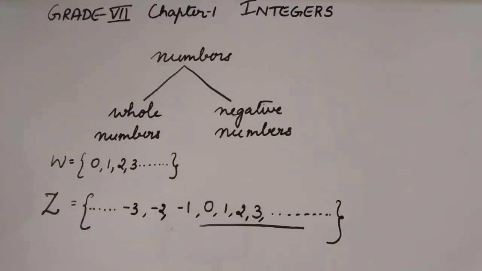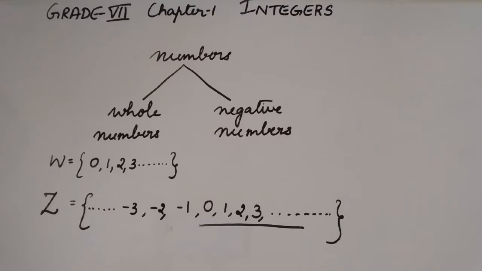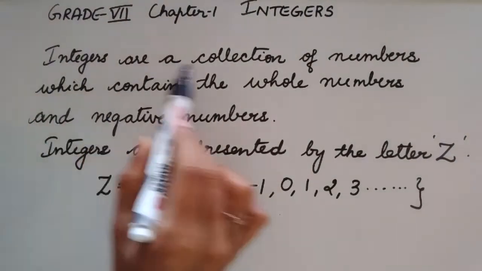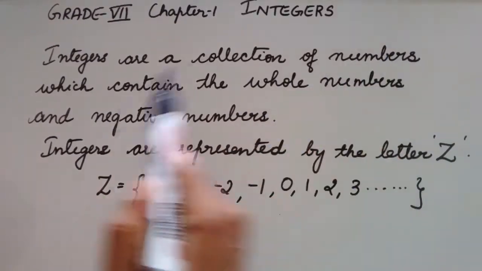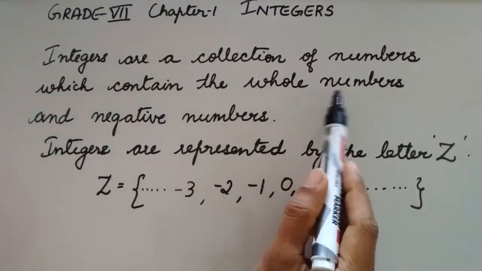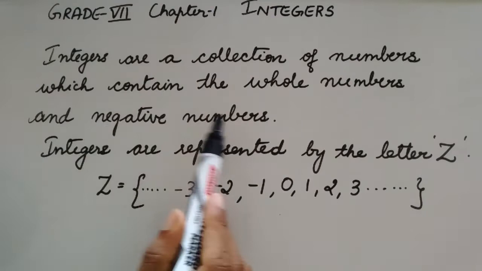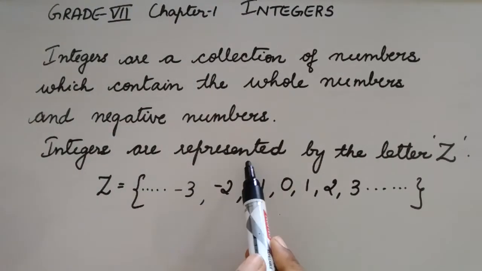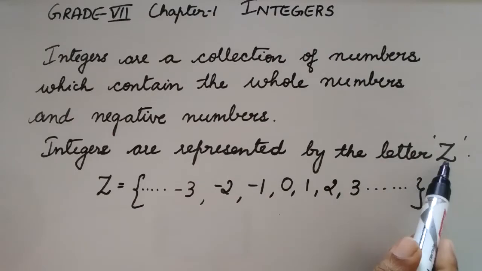Now let us write the definition of what are integers. Integers are a collection of numbers which contain the whole numbers and negative numbers. Integers are represented by the letter Z.